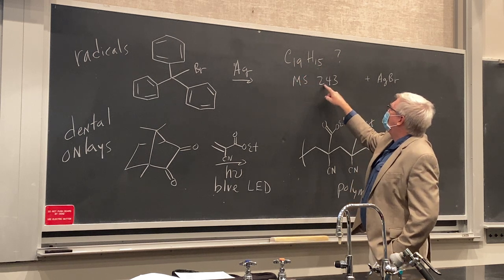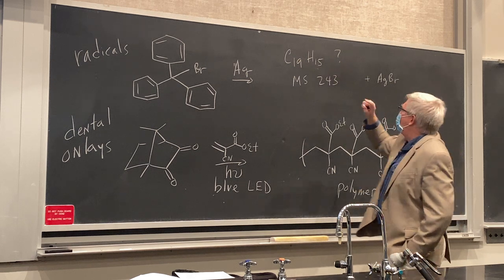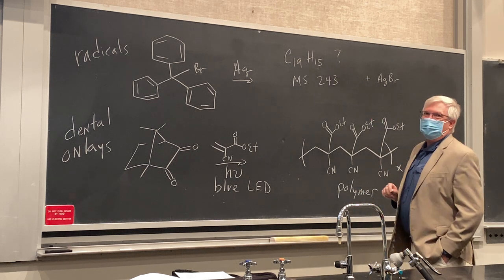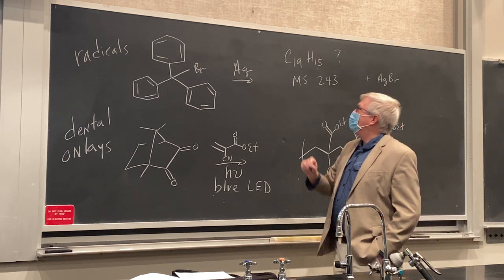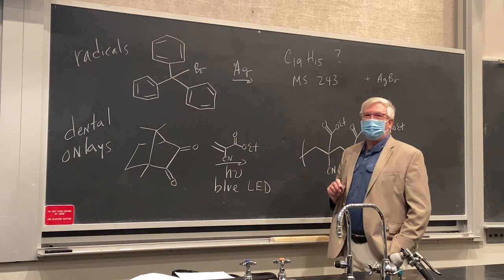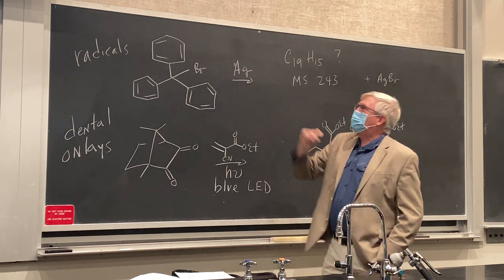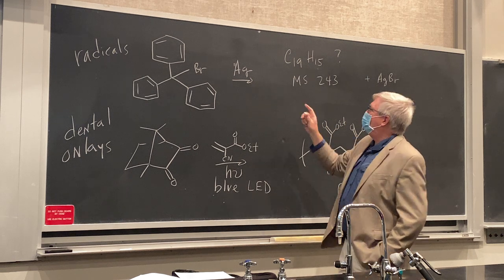He got a product that was C19H15, the mass spec 243. He didn't know what that structure was. He got a byproduct of silver bromide. But 243, does it have nitrogen in it then? No. There's no nitrogen here to begin with. And the bromide ends up on the silver. So what is this product?